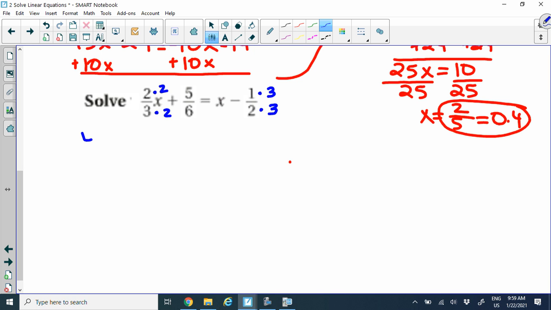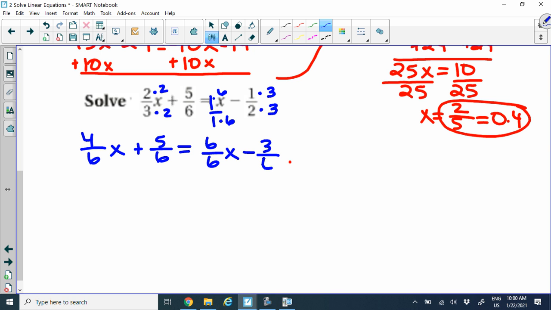So rewriting this, I now have 4/6x plus 5/6 equals, okay, and we have this x. Now we also might want to change this x, because notice there'll be a 1. So to change it so we all have the same denominator, I'm going to multiply this by 6. Now this is going to be 1 over 1, so I need to multiply the top and bottom. So it's going to be 6/6x, then minus 3/6. This allows us to have all the same denominators and make it a little bit easier for us to add and subtract, because in order to do that, you have to have a common denominator.